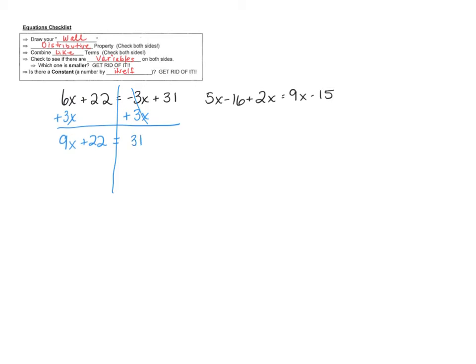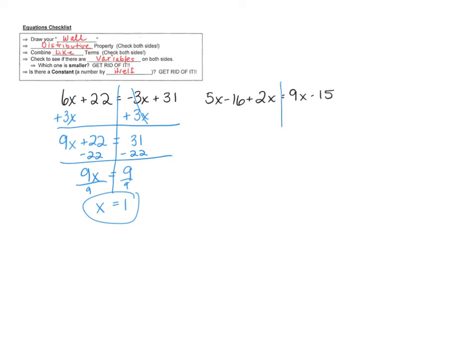And hopefully you're seeing that by getting rid of the variable from the right-hand side, it left me with a two-step equation where now I can whittle away and isolate that variable to solve my equation. So keep moving. I'm going to subtract 22, that constant, from both sides. I've got 9x equals 9. And then, of course, if I divide by 9, x equals 1. And if I were to plug that back into my original equation, I would see that I would have the same thing on the left and the right, meaning that that equation is true. So we found the correct solution.